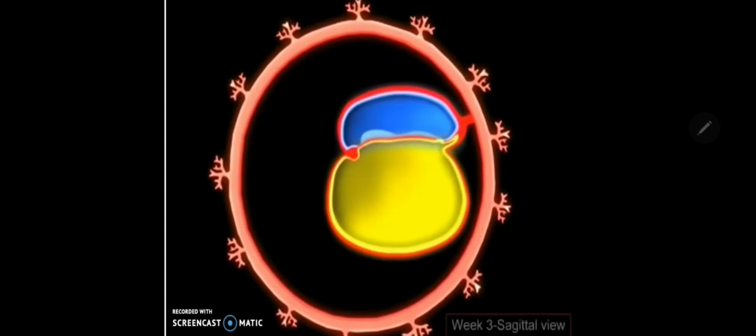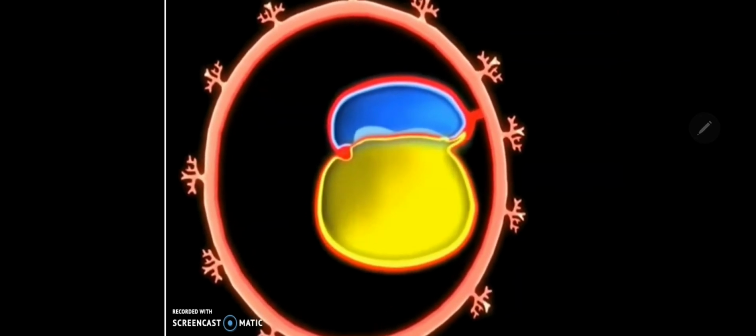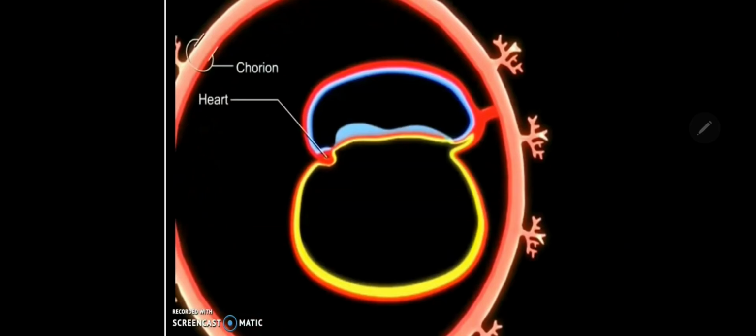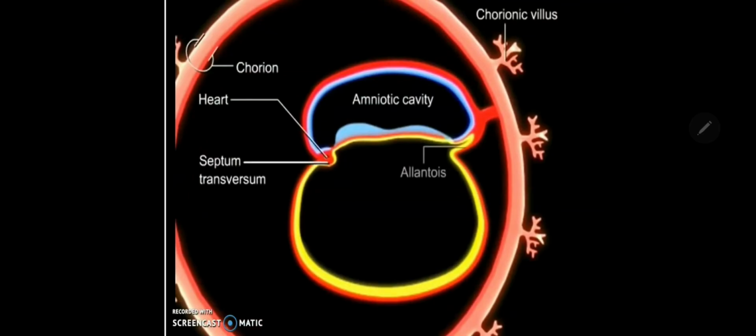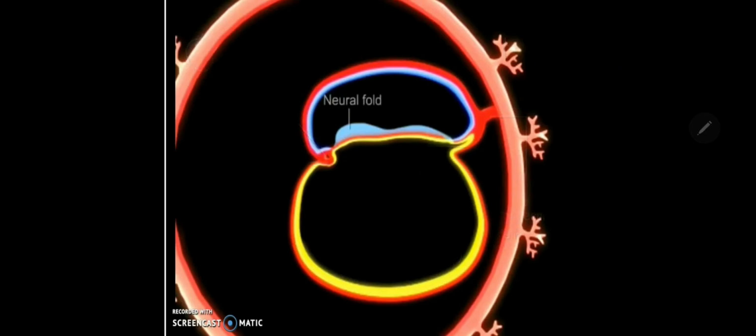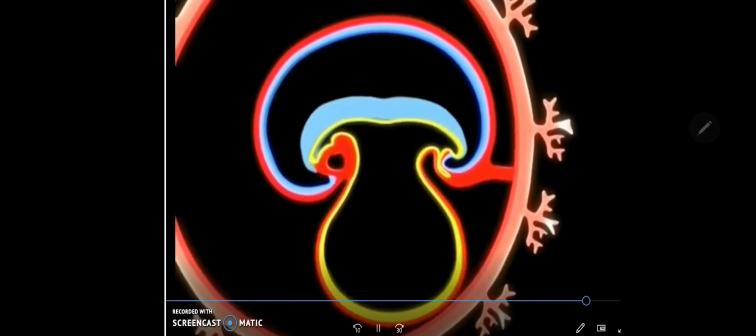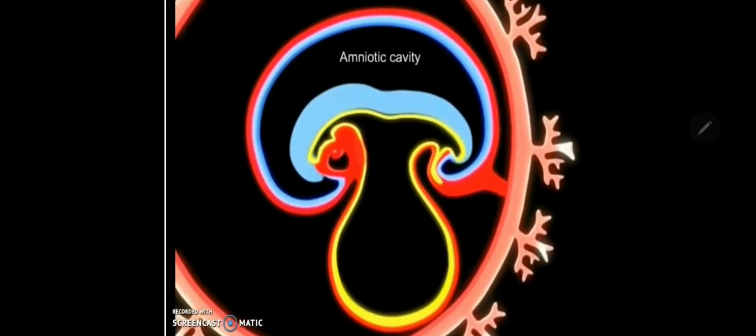So how does it happen in the sagittal plane? You are seeing the head fold and tail fold here. You can notice the septum transversum in the red color, the buccopharyngeal membrane, the amniotic cavity, allantois and connecting stalk, and the neural fold which is forming the three brain vesicles there. And because of the head and tail fold, this is how it happens. The yolk sac cavity is now enclosed into this cylindrical embryo.